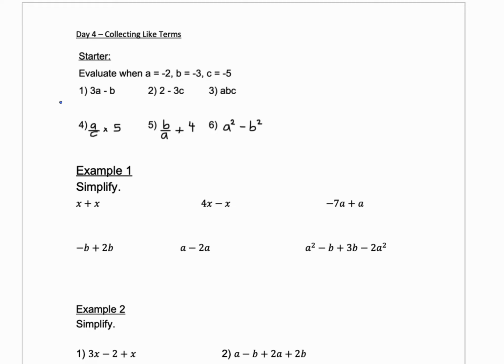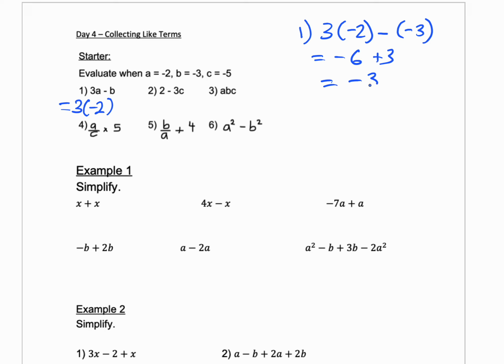So number 1 means 3 times a, and a is negative 2. So you can write it like this. Actually, let me do it over here. 3 times negative 2 minus b. Now b is negative 3. This is minus b, and b is negative 3. So you're going to do minus negative 3, which is negative 6 plus 3, which equals negative 3. Okay? So watch out for the negatives.